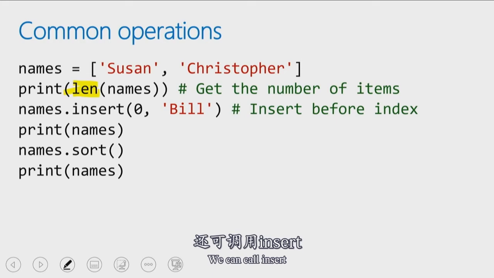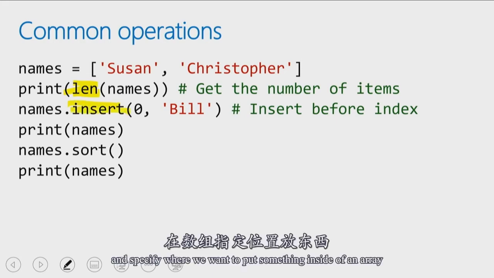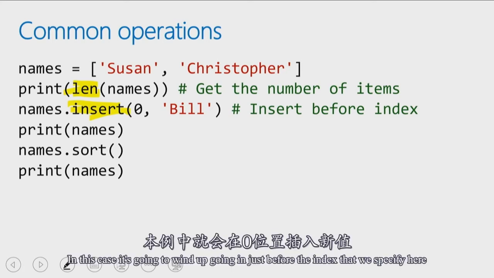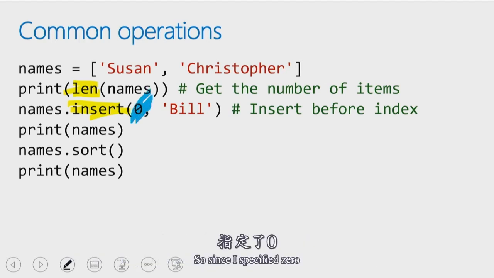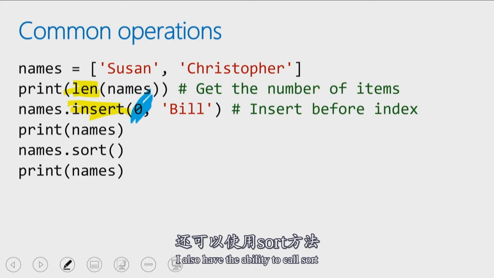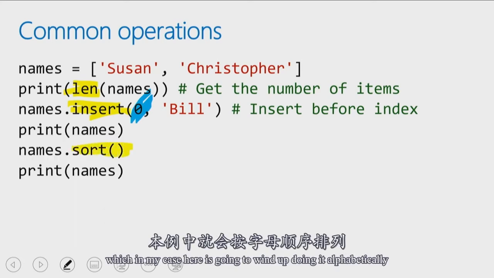We can call insert and specify where we want to put something inside of an array. And in this case, it's going to wind up going just before the index that we specify here. So since I specified 0, it's going to go at the very beginning. And then last but not least, I also have the ability to call sort, which in my case here is going to wind up doing it alphabetically.